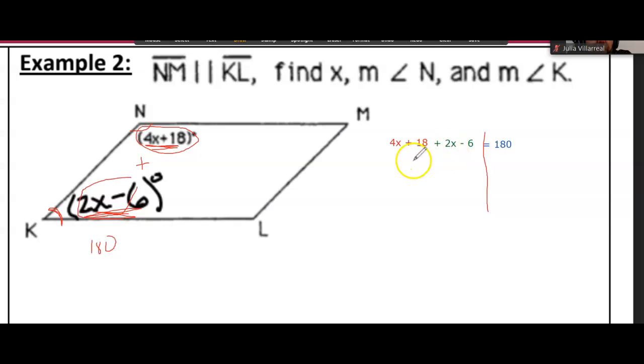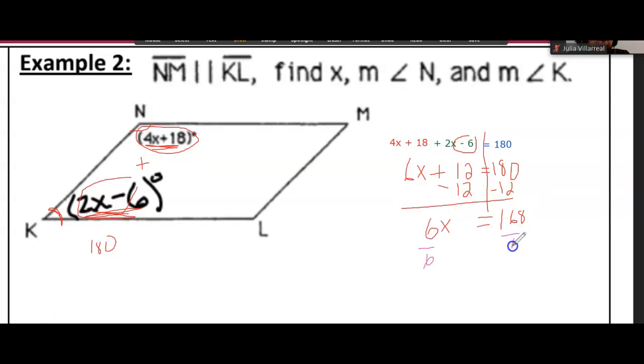So add 4x plus 2x gives me 6x. And 18 minus 6, go ahead and figure that out. Okay, you should have gotten 12, so 6x plus 12 equals 180. Now these steps are always the same, so take notes so you can look at it when you do your assignment. Minus 12 on both sides, right? And then you're going to divide by 6. So go ahead and solve that. Okay, then we divide by 6. So x equals, what's 168 divided by 6?